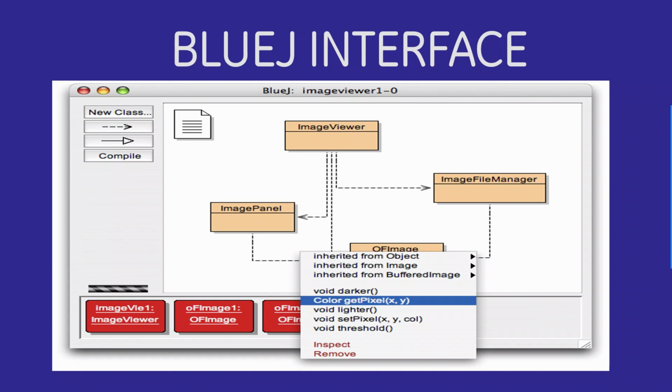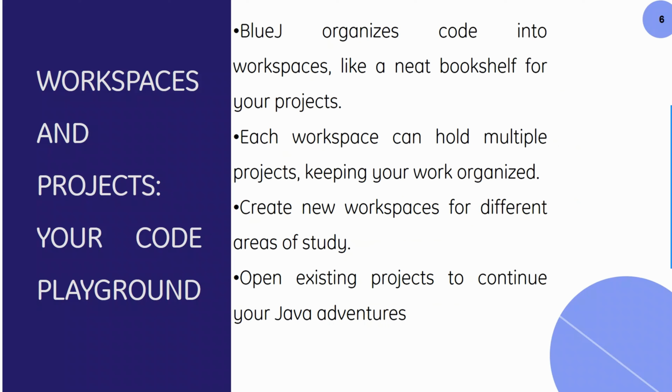Moving on, this is the basic BlueJ interface. We'll see what the parts are in the coming slides. So here you can see there is a heading given, there is new class, we have compile built in, we have a small program where you can see the output here immediately. We have a few built-in sets, coding is also provided here. So, workspace and project, your code playground.